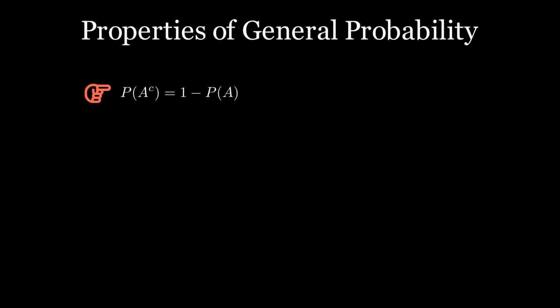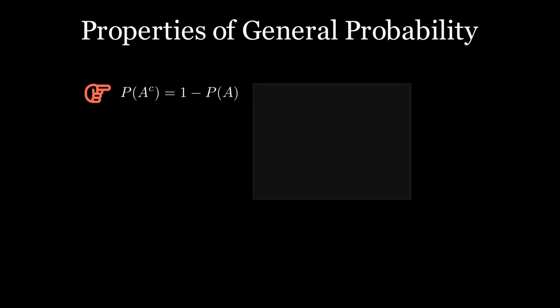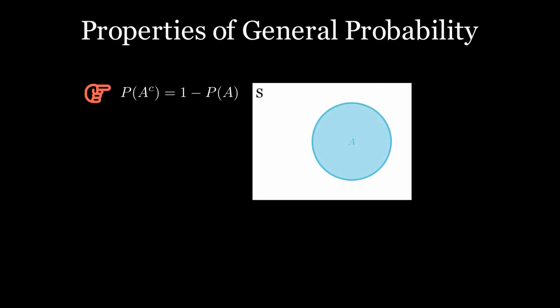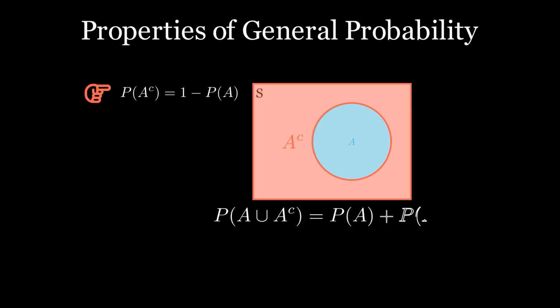The first property states that the probability of the complement of event A is equal to 1 minus the probability of event A. Let's say we have a sample space S and an event A inside the sample space. The complement of event A would be everything outside of event A and inside the sample space. Since both A and A complement are mutually exclusive, we can use the general definition of probability and define the probability of the union of A and A complement as the sum of the probabilities of A and A complement.